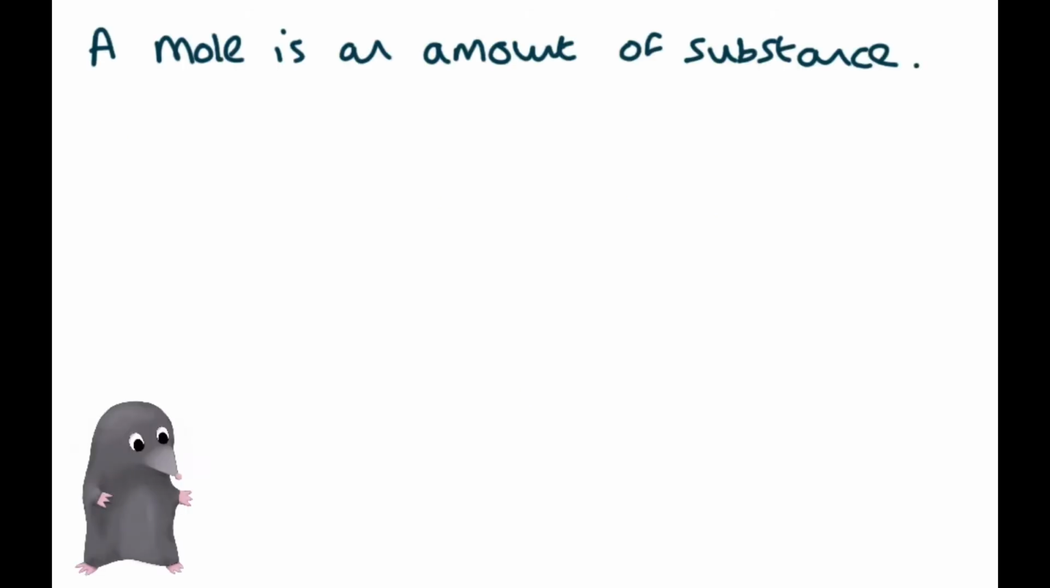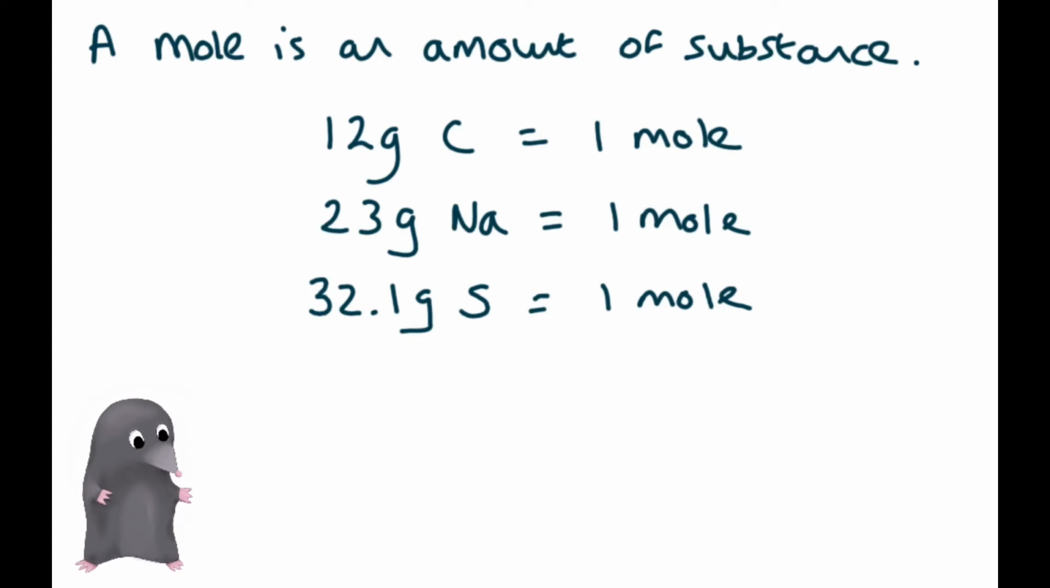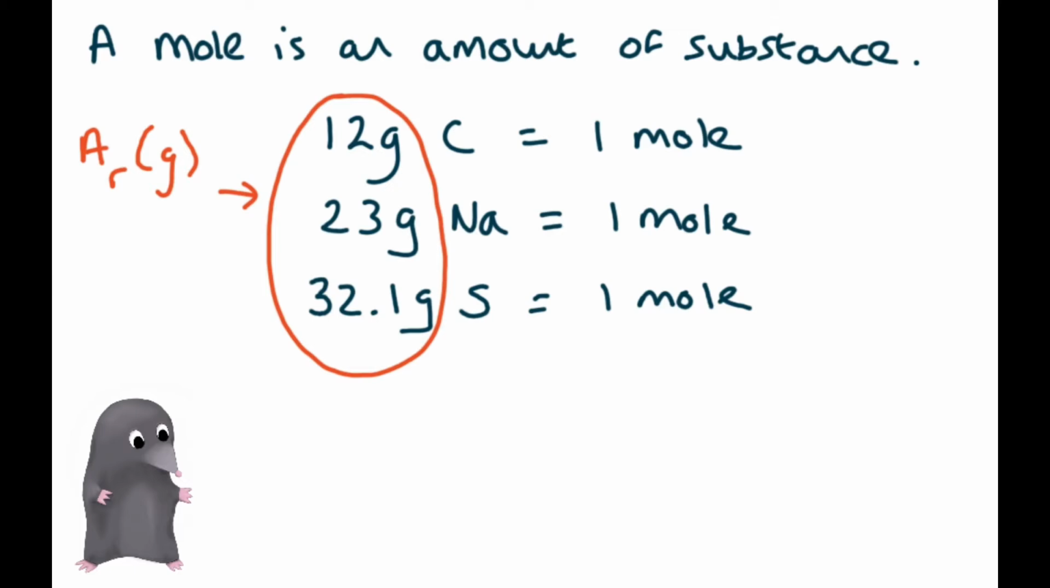A mole is an amount of substance. So if you take 12 grams of carbon, then that is 1 mole. 23 grams of sodium is 1 mole. If you take in a beaker 32.1 grams of sulfur, then that equals 1 mole. And what do all these numbers have in common? They are all the relative atomic mass of the element in grams, which you just find from the periodic table. So the relative atomic mass in grams equals 1 mole.